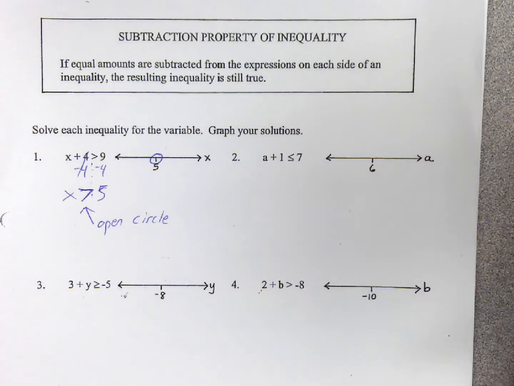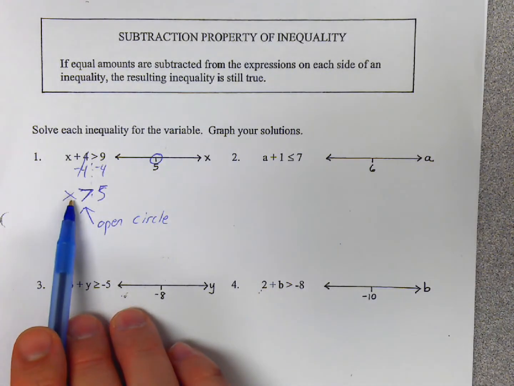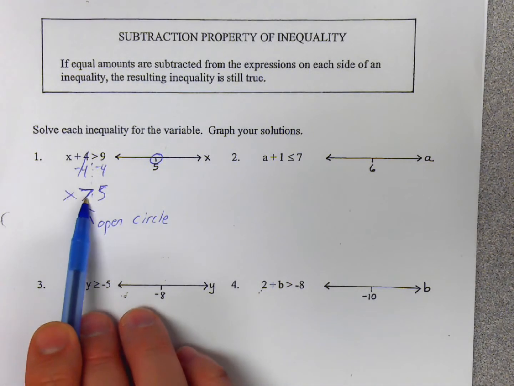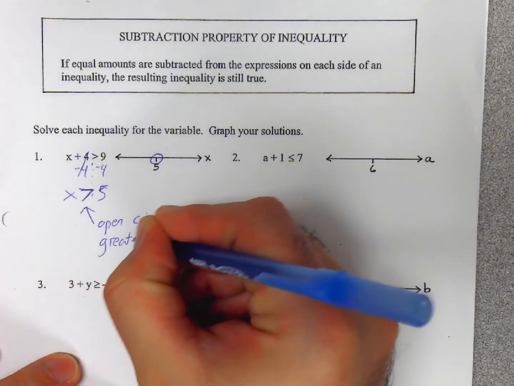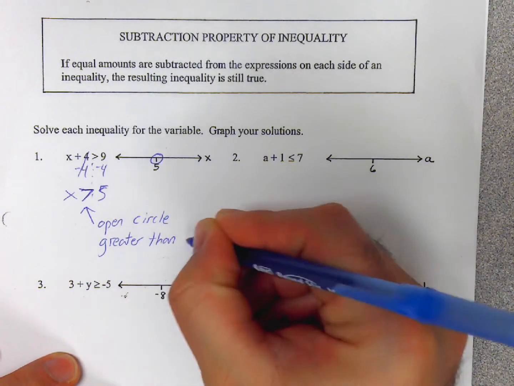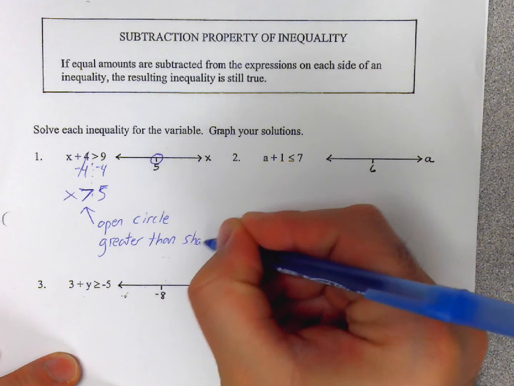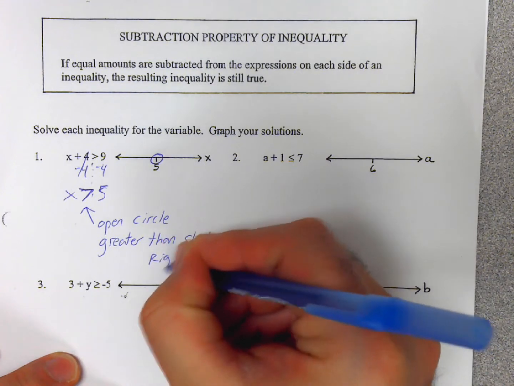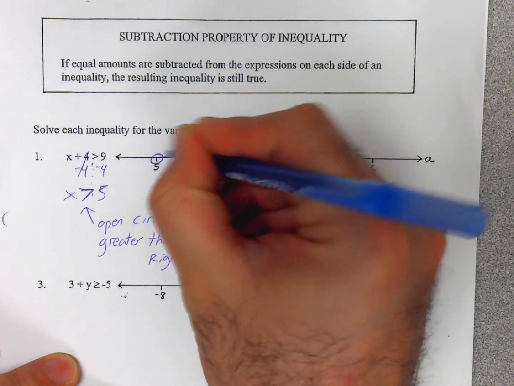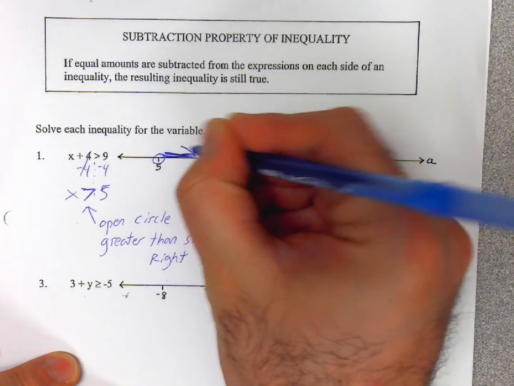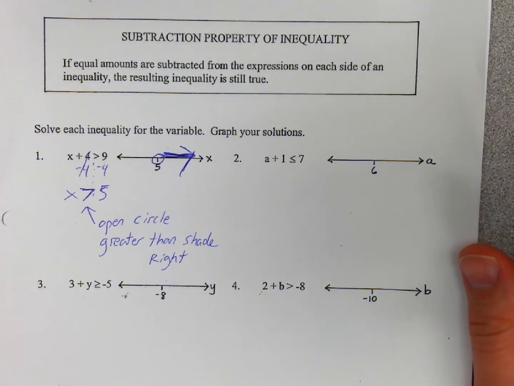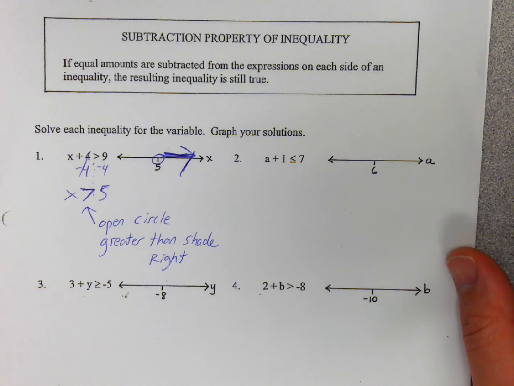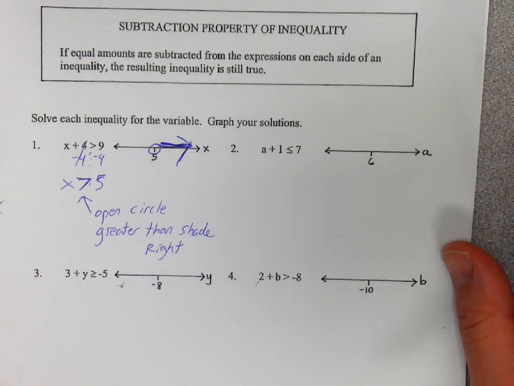So now it's up to me. Do I go to the right or left? So it says x is greater than. Greater than. We go to the right. Shade right. So I'm going to go ahead and shade to the right. Done with that problem. All right? I'm going to do one more with you, and then you got the 4 on the bottom to do, okay?